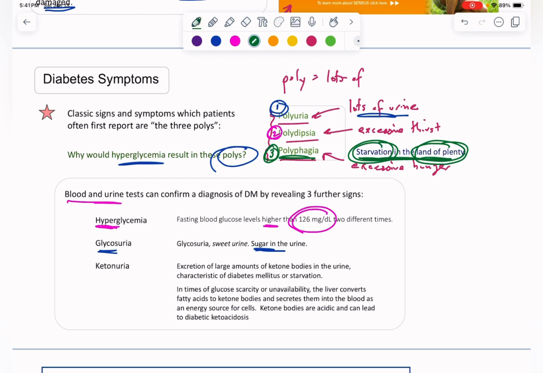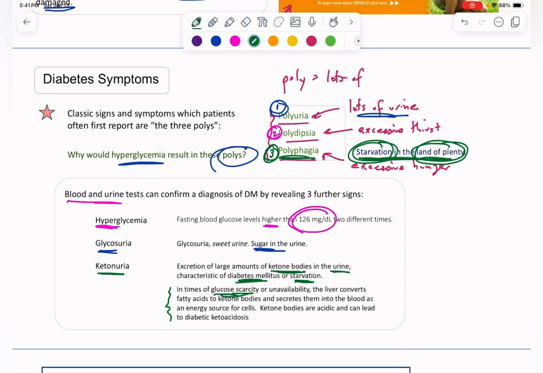And then lastly, you have something called ketonuria. This is where you have large amounts of ketone bodies in the urine. And this is characteristic of diabetes mellitus or any other type of starvation where the cells are essentially starving. So basically what's happening here is that in times of glucose scarcity, and again, you have high levels of sugar in the blood, but there's a scarcity of sugar in the cells. The cells are unable to use it.